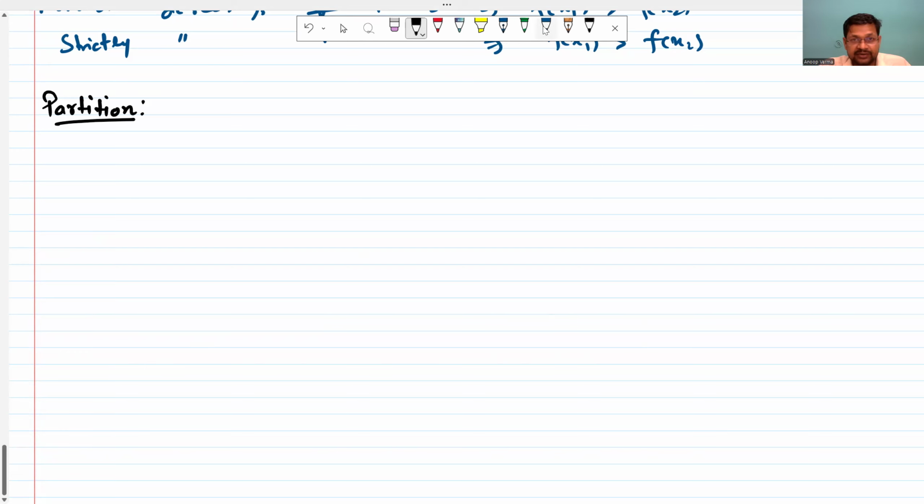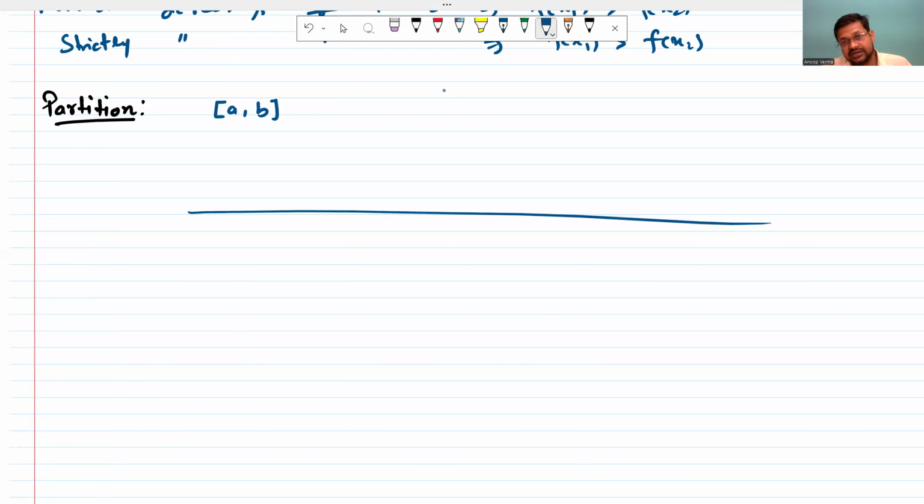So what are we going to do? We have an interval, suppose that I'm just taking an interval a comma b. Pay attention. Suppose that you just draw a line, this is your real line R, and here we have an interval, suppose that is a and this is b. So what are we going to do? We are dividing this interval into a finite number of points.